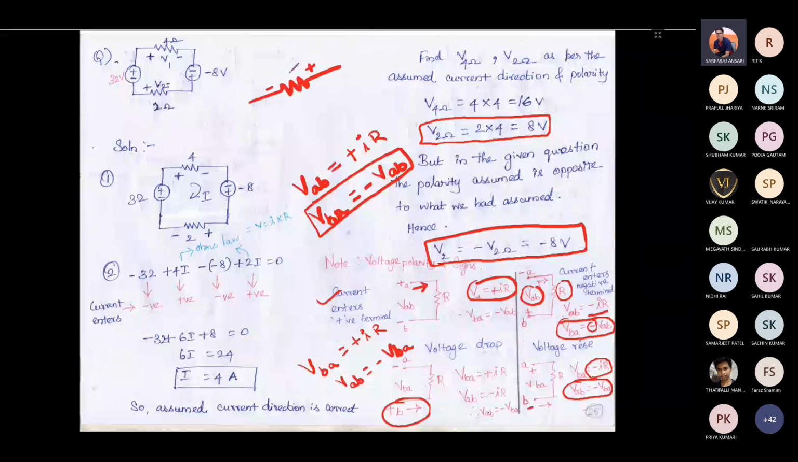Let's say this is A and this is B. We found the voltage in this fashion. Here the voltage is 8 volt, but in the question they have asked the polarity the other way. So VAB is what we need to find. If VAB is 8 volt for this case, now they have asked the polarity in the reverse way. Now VBA we need, that is equal to minus VAB, that is equal to minus 8 volt.